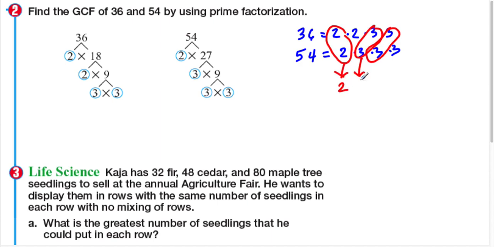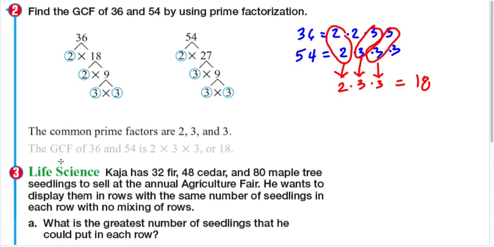I bring down the 2 once. I bring down the 3 once. And I bring down the other 3 once. Multiply all of them. That would be 18. So the GCF of 36 and 54 is actually 18.